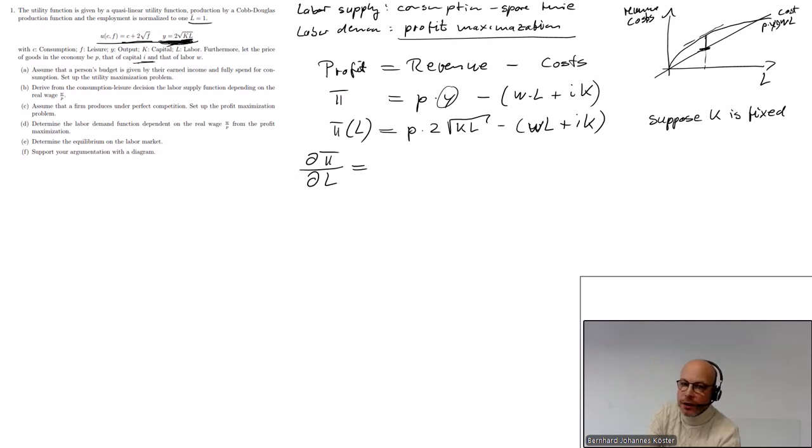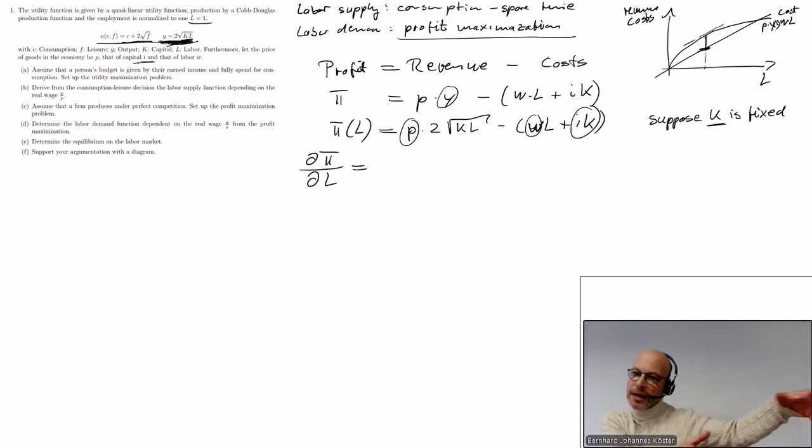We are in a fully competitive market. This means we have to take the prices as given. And I also said that capital is given. So this is also just a fixed number for us. You can also interpret this as the fixed cost part of your cost function. So what is the derivative with respect to L?